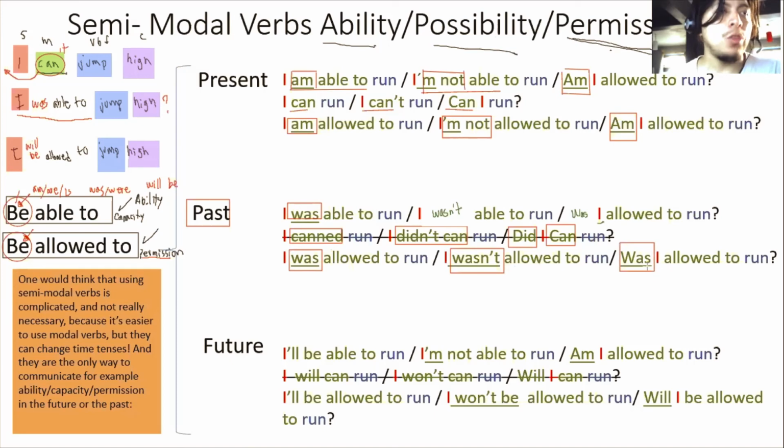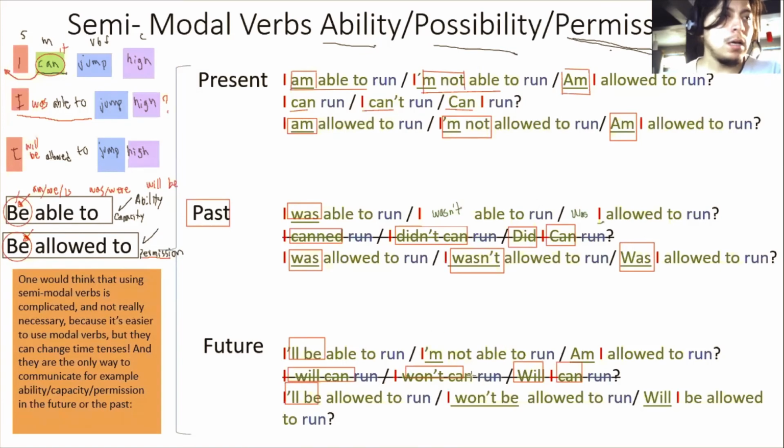Was I allowed to? This is in the past. In the future, again, you never use "I will can," "I won't can," or "will I can." You can never use will and can at the same time. But you can use the semi-modal verb. The future of be able to is will be able to. Yes? Will be allowed to.